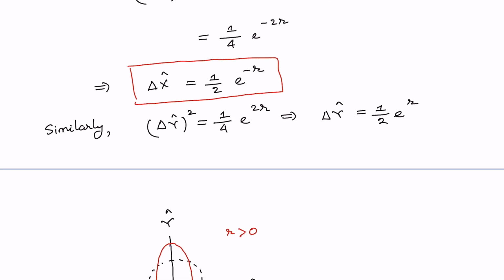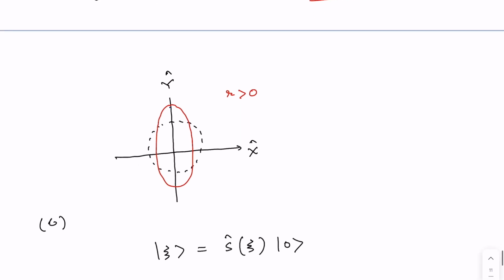In a similar way you can work out the expectation value of y square as well as y in the squeezed vacuum state, and thereby by explicit calculation you can find that the standard deviation in the y quadrature is equal to 1/2 e to the power r. In fact, these things can be pictorially plotted here. For r greater than 0, you see that the x quadrature is getting squeezed, compressed, and the y quadrature is getting extended. This is very clear from here.